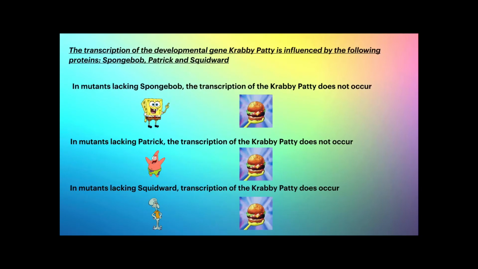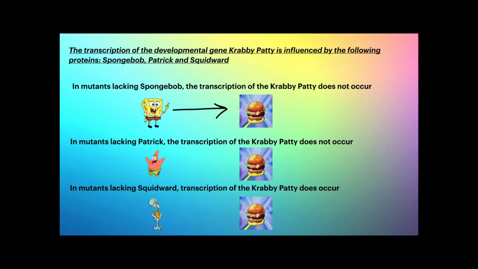Alright, let's get started. The transcription of the developmental gene Krabby Patty is influenced by the following proteins: Spongebob, Patrick, and Squidward. In mutants lacking Spongebob, the transcription of the Krabby Patty does not occur. This means that Spongebob activates the transcription of the Krabby Patty.